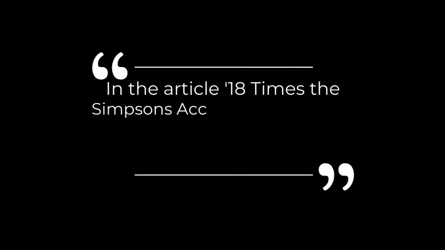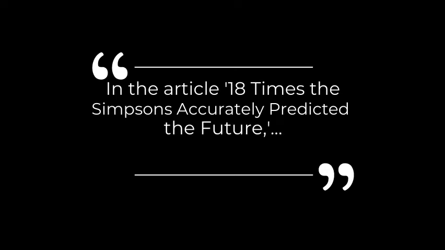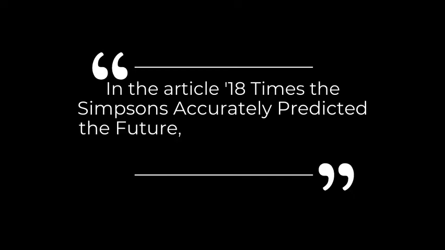Start off your sentence by saying, "in the article." Then give us the title of the article you're pulling from. In the article, 18 times The Simpsons accurately predicted the future. Oh, and don't forget to tell us the all-important author name. In the article, 18 times The Simpsons accurately predicted the future, Tom Murray states. And now you're ready to give us your quote.